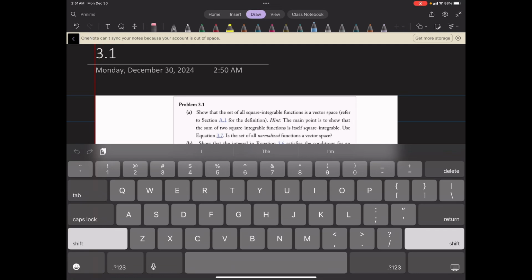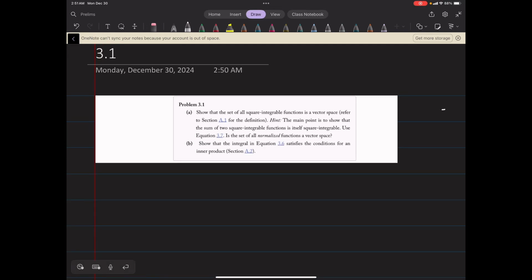Hey everyone, so this is problem 3.1 out of Griffiths' Introduction to Quantum Mechanics.